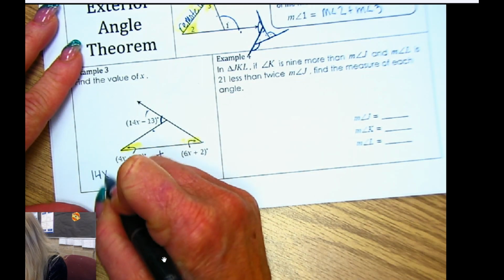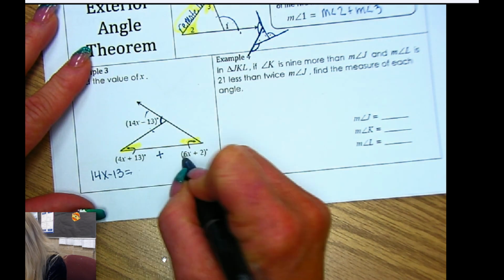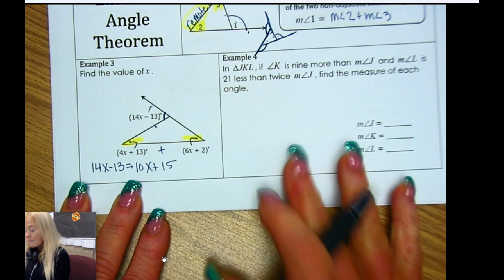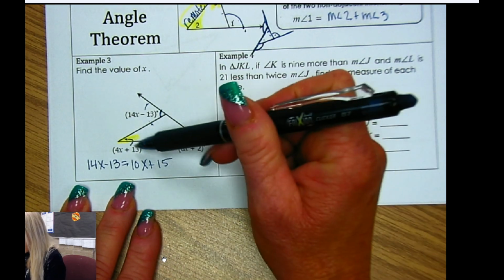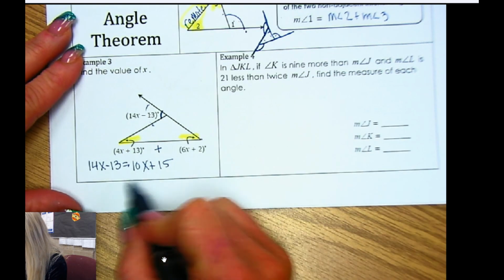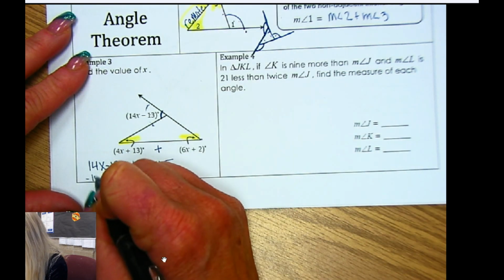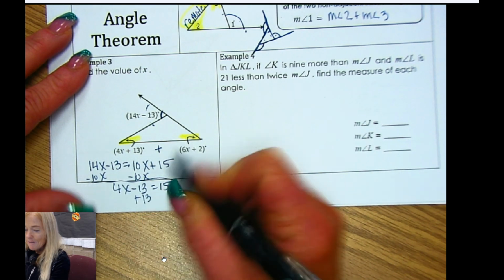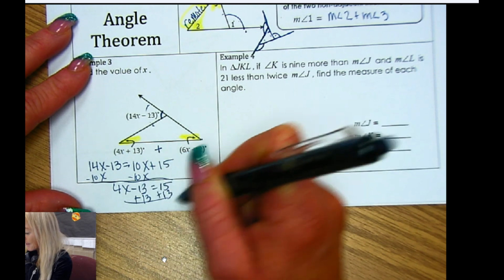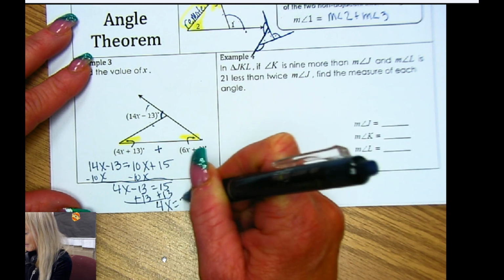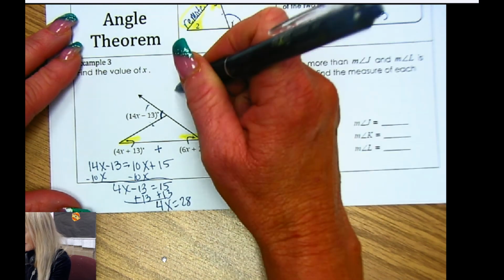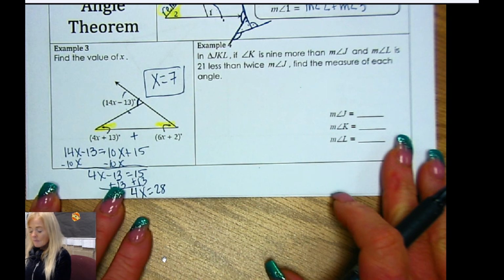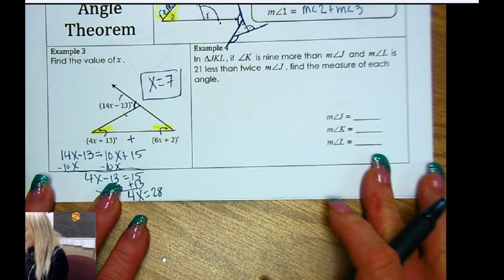So 14x minus 13 is equal to 4x plus 6x is 10x, and then 13 plus 2 is 15, and we've got our little equation that we can use to find x. So this plus this equals that. If we subtract 10x from both sides, then we get 4x minus 13 is 15, and then we add 13, and we get 4x is 28, and divide by 4, and we get x is 7. All right. So just make sure you get the setup right. Have to have the right equation in order to find x correctly.